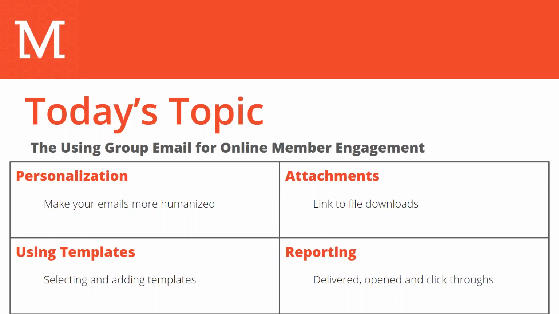Today's webinar topic, we're going to be continuing the series dealing with online member engagement, and today we're going to be talking about email. And the four main areas we're going to touch on today are personalization, using templates, attachments, and reporting.